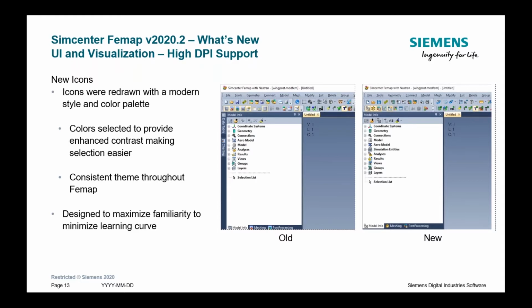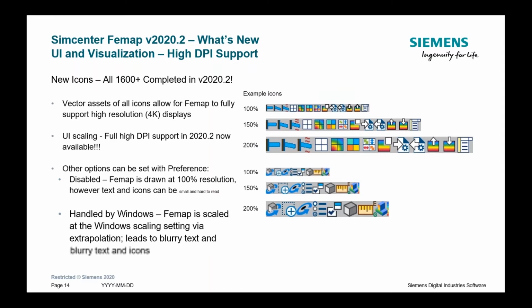So for 2020.2, we actually created 3 different sizes of each icon. They were all drawn at 3 different sizes: 100%, 150%, and 200%. Now that these are in there, this allowed us to do user interface scaling, and full high DPI support is now available. So if you're using a 4K display, Femap is now doing the scaling itself, not Windows.